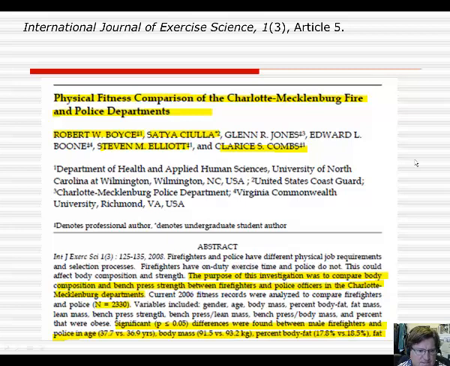And in fact, that study has been downloaded more than any other study that many of us around here have done, because police departments and fire departments have used studies like this to make a case for policy change.